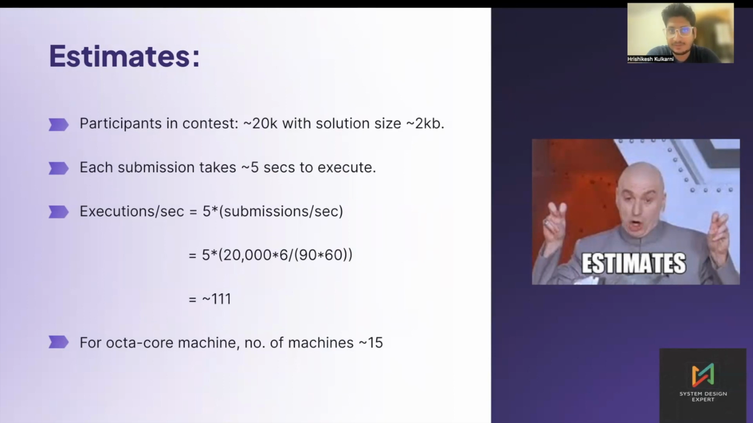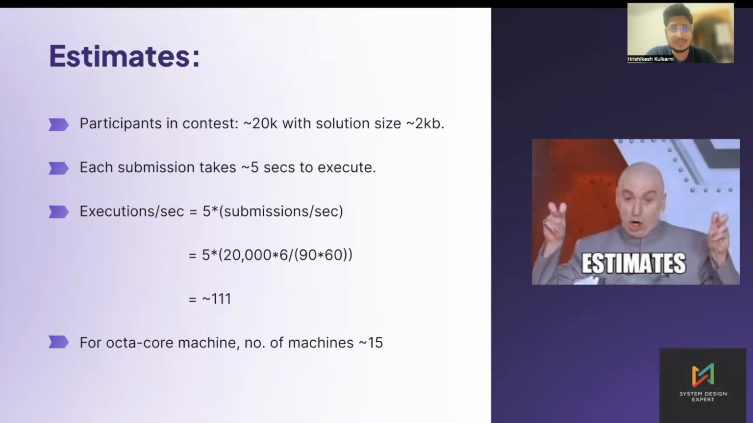Each submission takes around 5 seconds to execute. Either we can keep it synchronous or we can keep it asynchronous. Because a submission needs to run against multiple hidden test cases, we assume it is going to take some time, and there would be some concurrent requests as well. So assuming 5 seconds is a pretty good starting point.